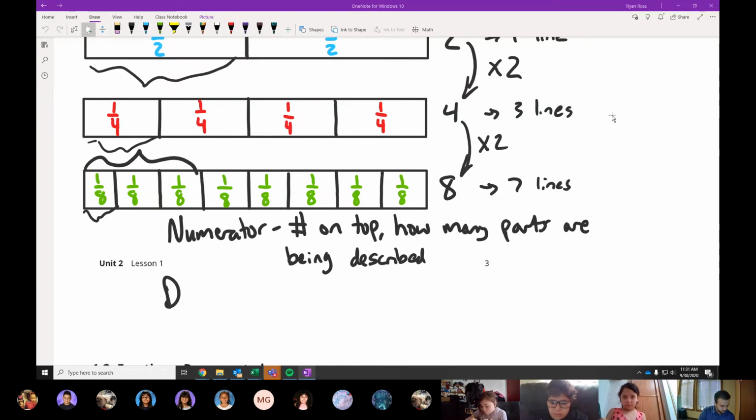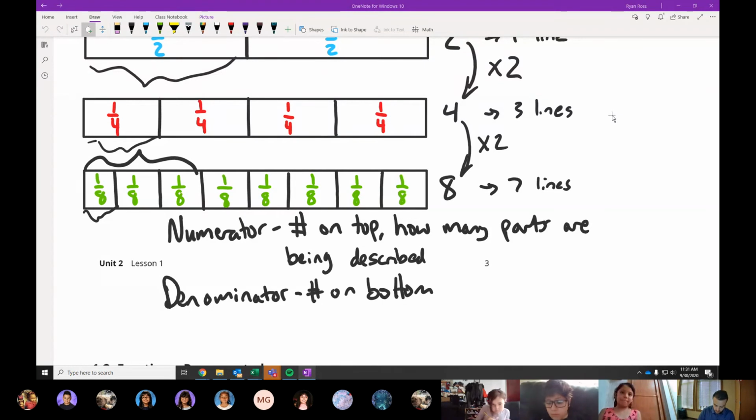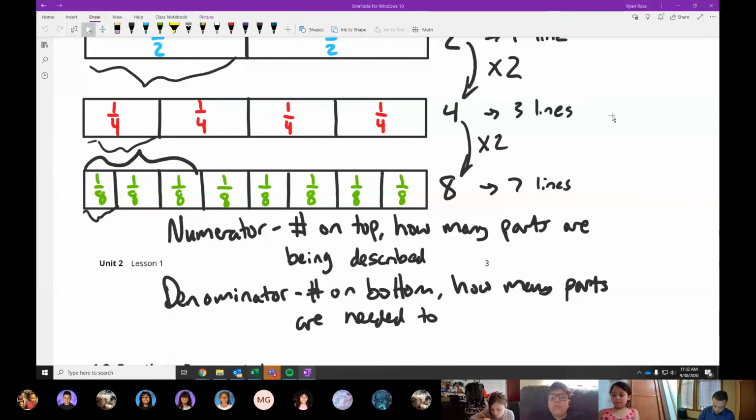The denominator. That is the number on the bottom. And this describes how many parts are needed to make a whole. If we're working in 1/8, that bottom number 8 tells us how many pieces are needed to make the entire whole.